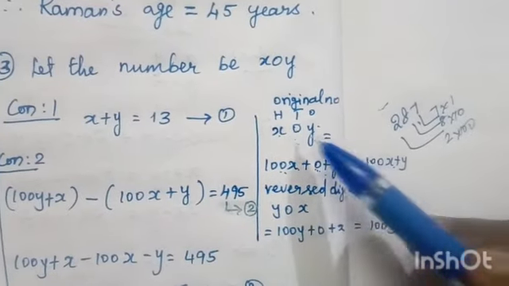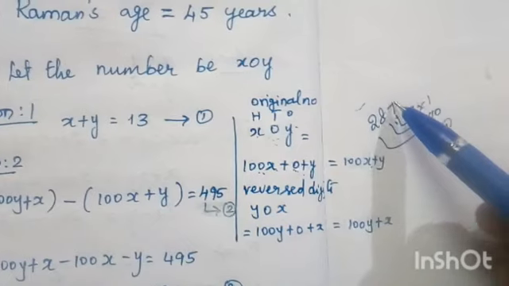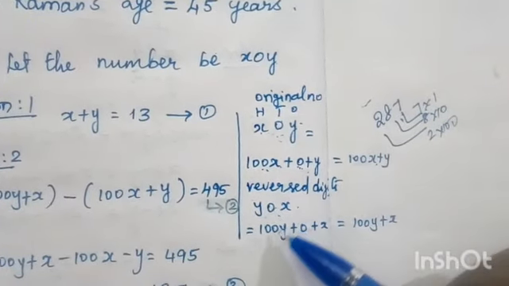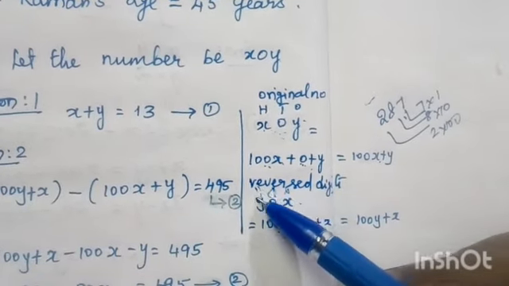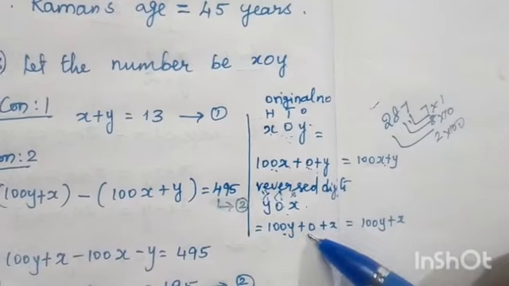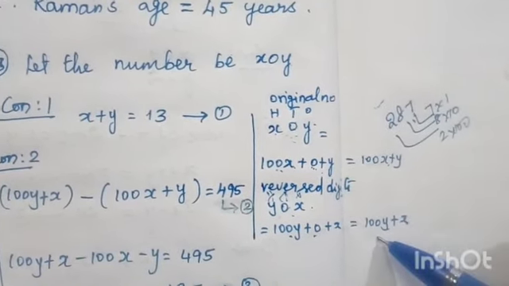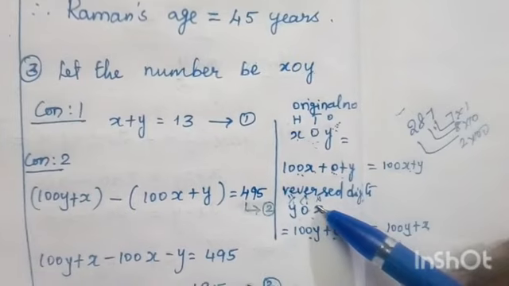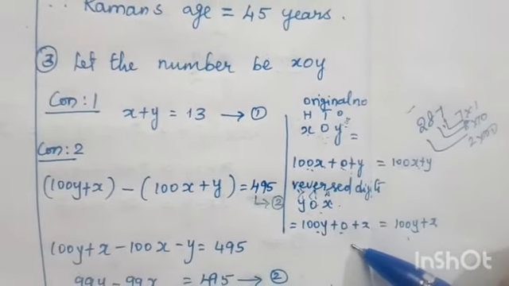Then the reversed digits. For the reverse number of 287, it is 782. Like that, here it is y 0 x. So 100y plus 0 plus x, that is 100y plus x. Have you understood this concept? This is the original number we assumed, and this is the expanded form of the reverse number.